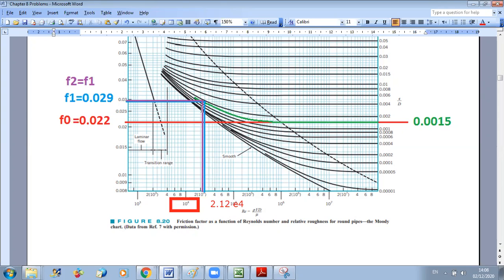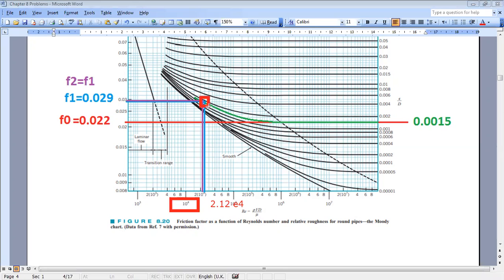The blue vertical line will cross the line of epsilon over d, which is the green line, at this point here. So you look at the intersection point between the green line representing the epsilon over d curve and the blue line corresponding to a Reynolds of 2.12. Then if you read the corresponding value of friction, it's nearly 0.029. So as you can see, there is a large difference between your initial assumption and F1. So you cannot stop here. You only stop when the two last values of F are very close.